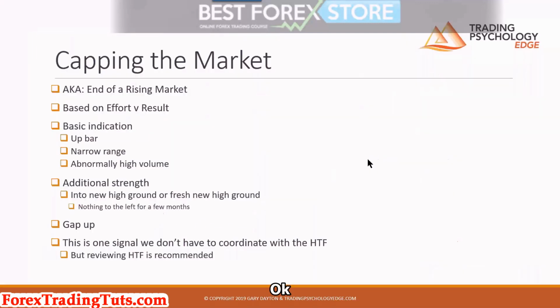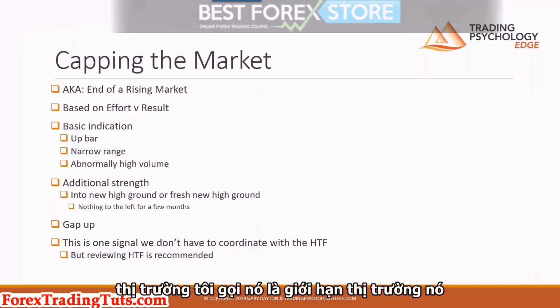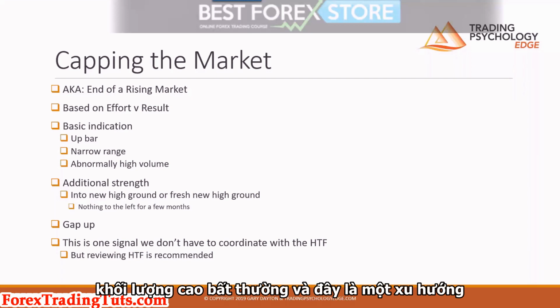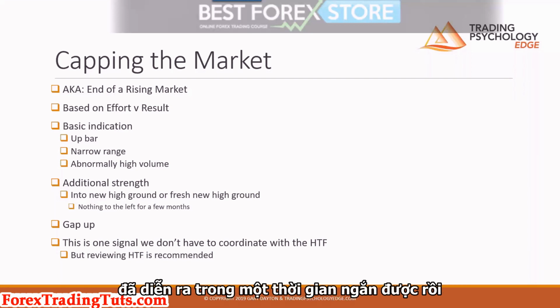Okay. Somebody asked about the end of a rising market. I call it capping the market. It's based on effort versus result. We have a basic indication of an up. The basic indication here is an up bar on narrow range on abnormally high volume. And this, a trend has been going on for a bit of time, okay?